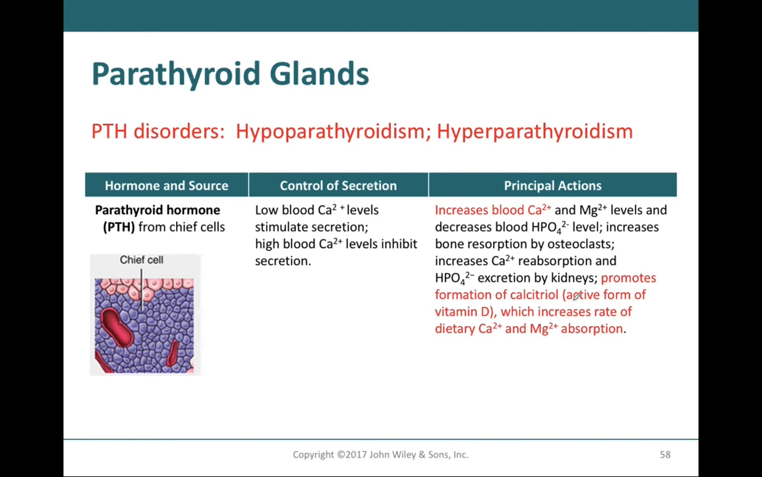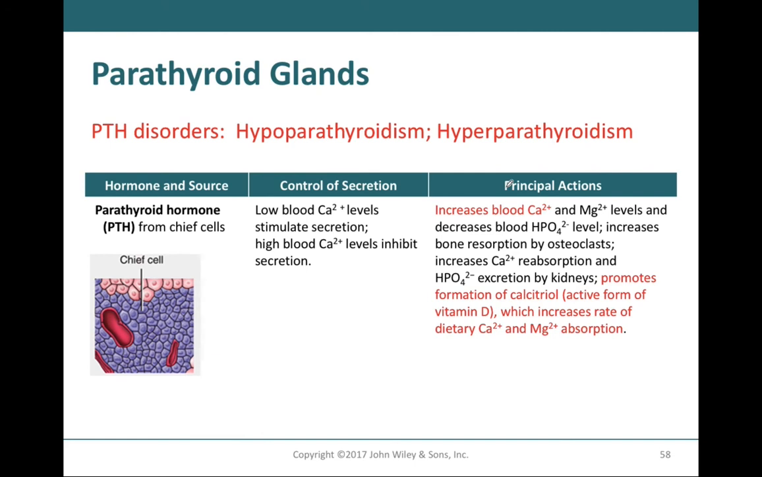So there are really three mechanisms that we see here. We have the increase in osteoclastic activity, we have the increase in calcium reabsorption, and we have the production of calcitriol, which will in turn increase the rate of calcium absorption. Now, to finish up the parathyroid gland, we have two conditions, hypoparathyroidism and hyperparathyroidism. Both of these are just as they sound. Hypoparathyroidism refers to too little parathyroid hormone, and hyperparathyroidism refers to too much parathyroid hormone.